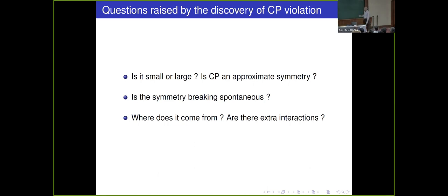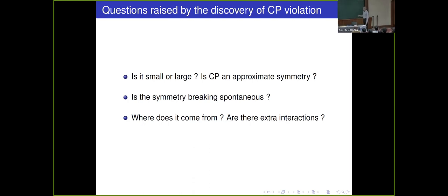So one question was, is CP violation small or large? In the K system, it was observed to be of the order of 10 power minus 3. So one would say it is very, very small, very naively. Now we know that it is of the order of 1. So it is actually very large, but for that we have to look at decays of B mesons. So the question was, is CP an approximate symmetry? We now know that it is not, because violation of CP is not 0.1%, it is of the order of 1.